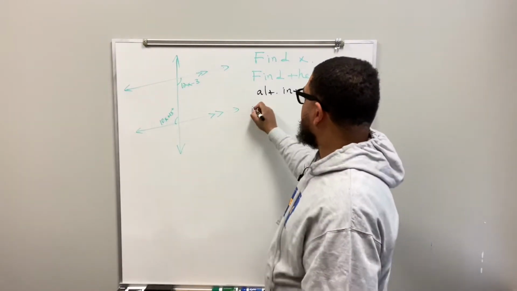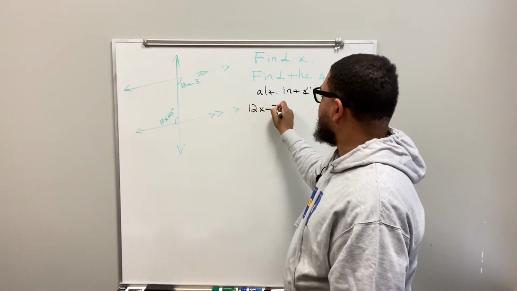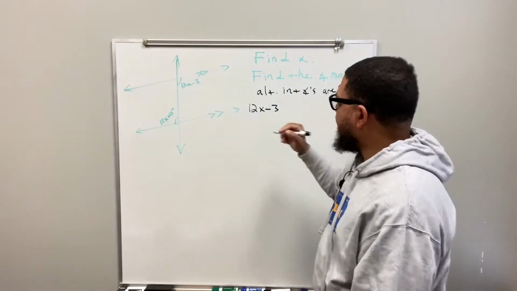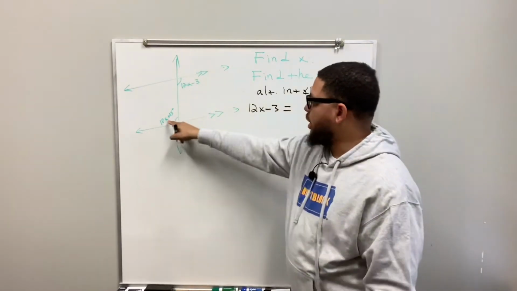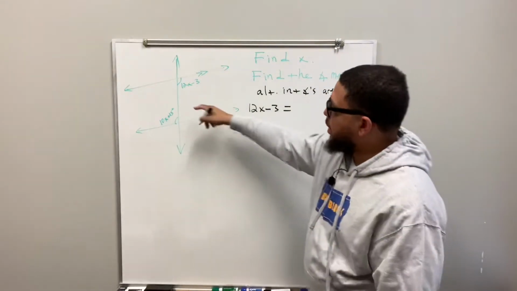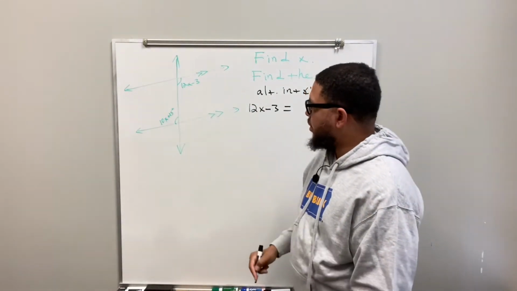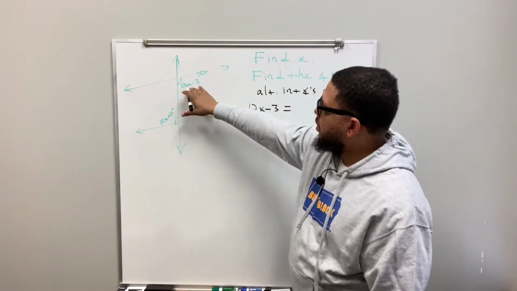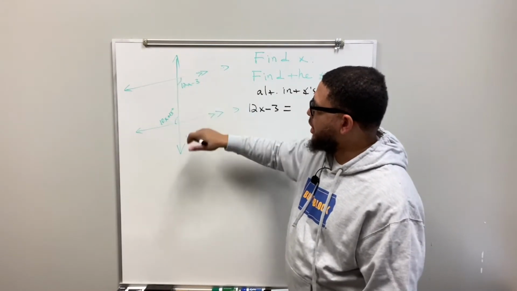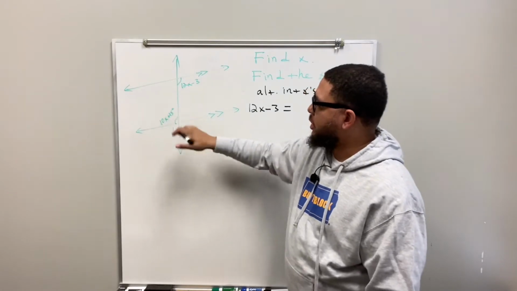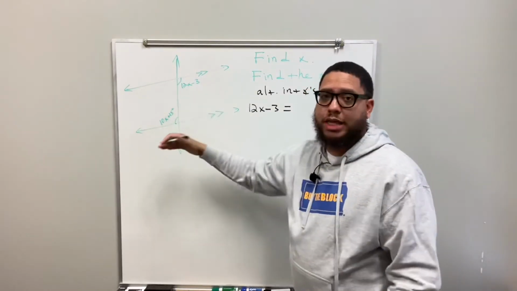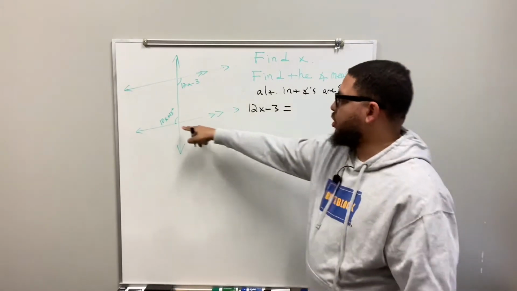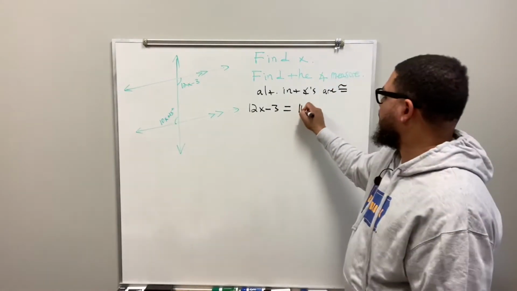I'm going to say 12x minus 3, because that's the measure of that angle, is equal to 10x plus 15, because these angles are equal to each other. If this expression represents that angle and this expression represents that angle, then these expressions have to be equal to each other. So 12x minus 3 is equal to 10x plus 15.